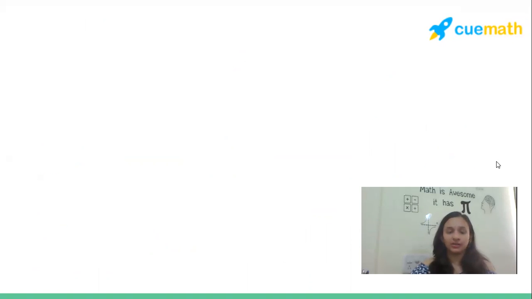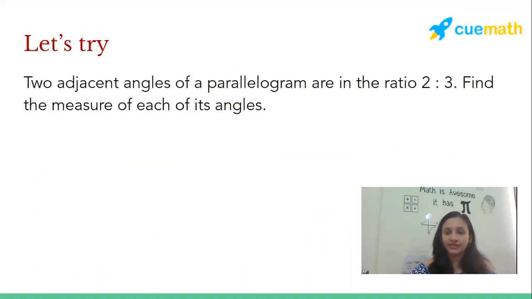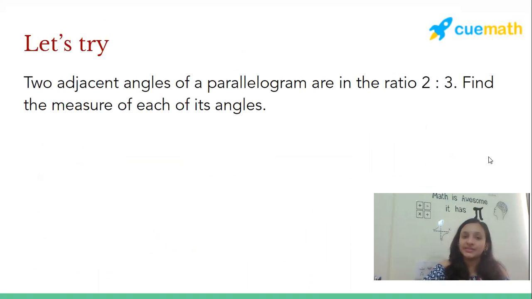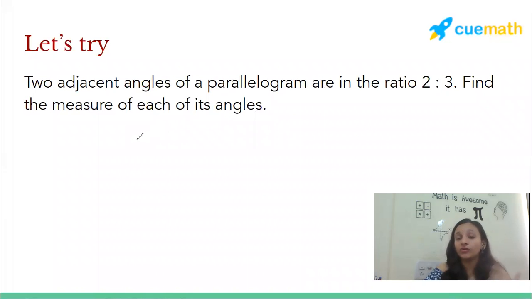Now that we have understood what a parallelogram is, we'll try to answer a few questions. You all can see the question on screen. It says two adjacent angles of a parallelogram are in the ratio 2:3. Find the measure of each of its angles. So it's pretty easy. We have just seen a property of the adjacent angles of a parallelogram. What do they add up to? They add up to 180. So we can consider the two angles to be 2x and 3x, because that is what the ratio has been given. And if you were to add these two, the sum would be equal to 180.